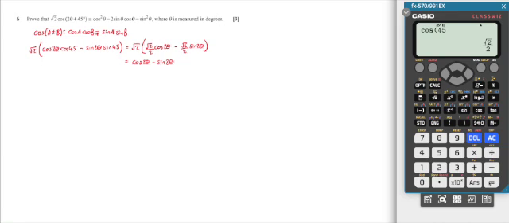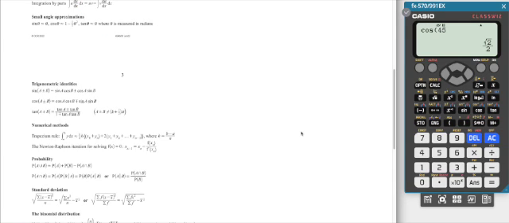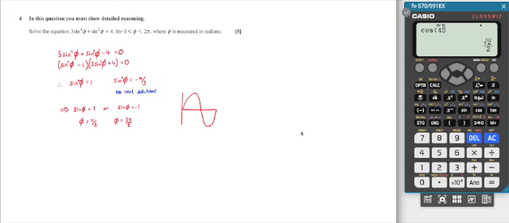Well, let's go back and get the formula for sine A plus B. Just make sure that we've got that to hand. So sine A plus B is sine A cos B plus cos A sine B.